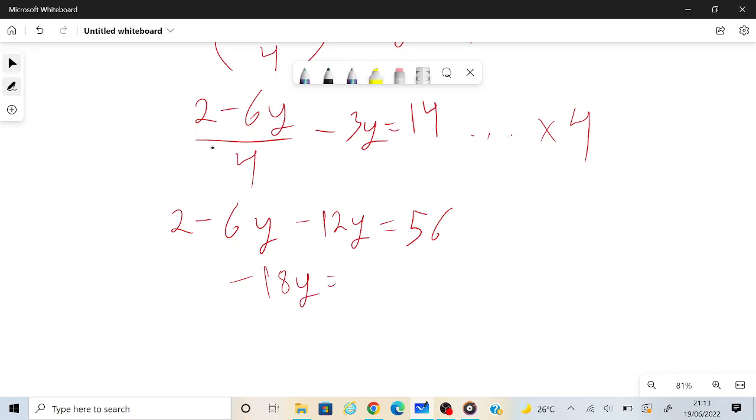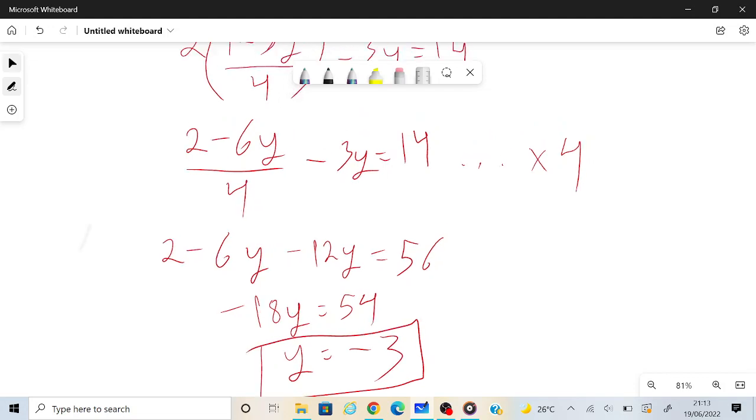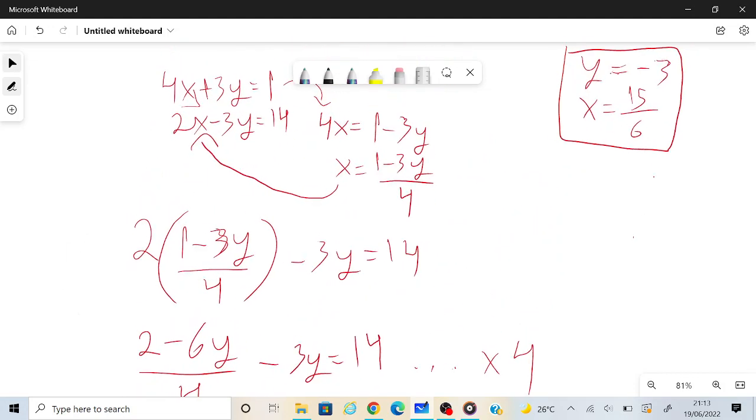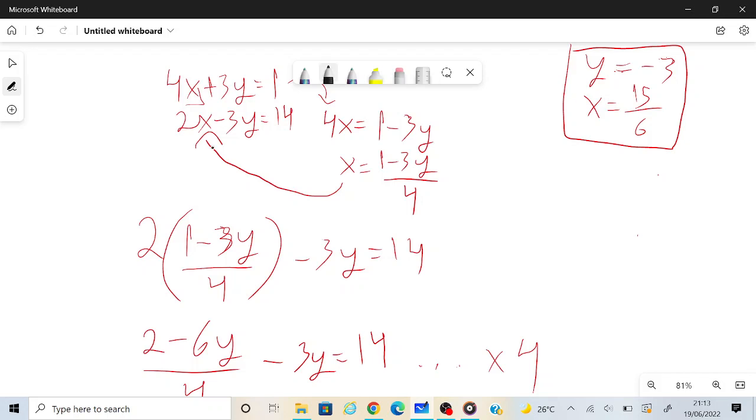56 minus 2 is equal to 54. Then y is 54 divided by minus 18, and that is minus 3. Now when y is minus 3, we can solve for x, because remember we made it the subject, so we just substitute the y value over here.